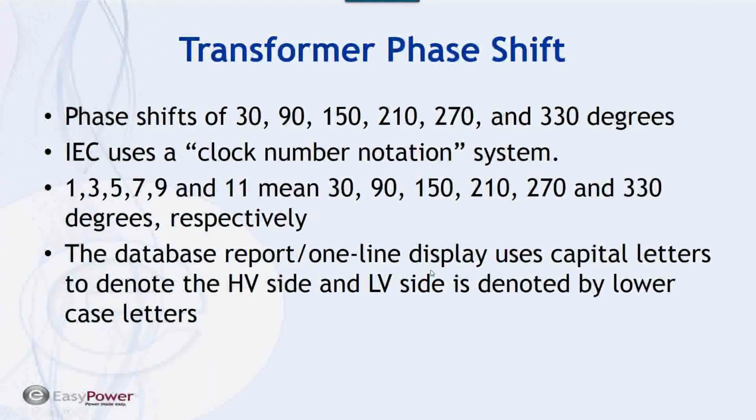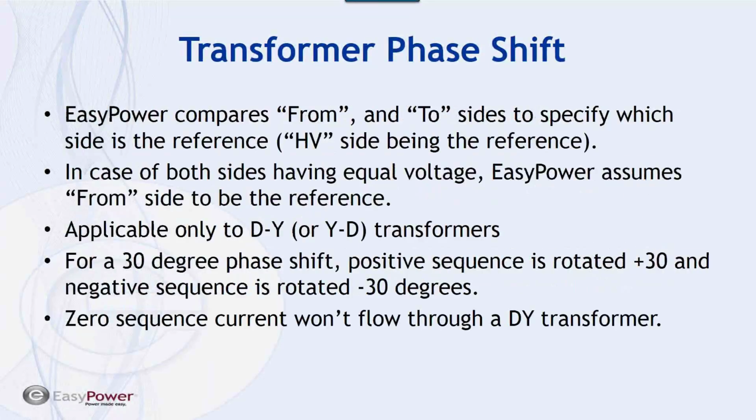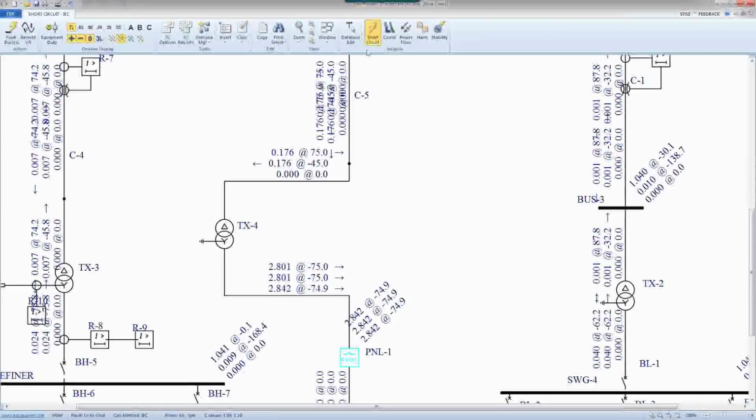In the database report, the one line display uses capital letters to denote the HV side, and the LV side is denoted by lowercase letters. So the HV side is always uppercase and the LV side lowercase. EasyPower compares from and to sides to specify which side is the reference. As I said, HV according to the IEC definition is the reference. In case of both sides having equal voltage, and this is a great exception to keep in mind, EasyPower assumes the from side to be the reference. This is applicable only to DY transformers. That's very obvious. If you have a YY transformer, you don't expect to have any.